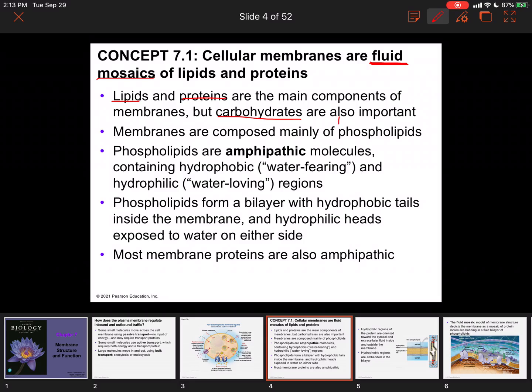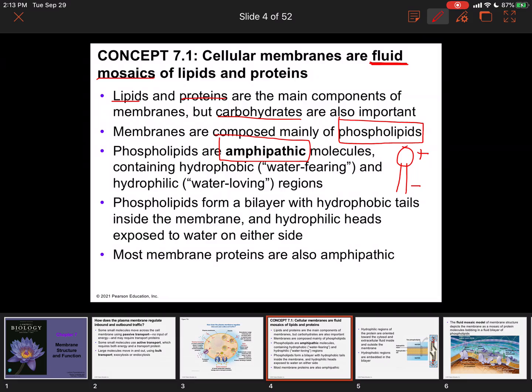They're mainly composed of phospholipids, and we looked at the structure of a phospholipid in our last chapter. We said that they have those phosphate heads and those lipid tails. We said that the heads would have a positive charge and those tails would have a negative charge. We call that being amphipathic.